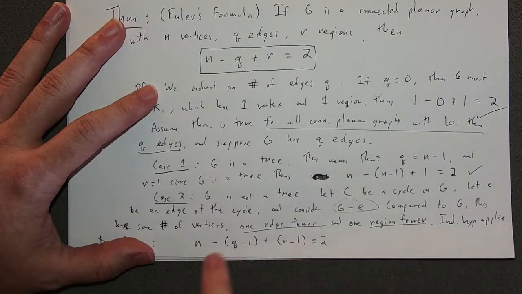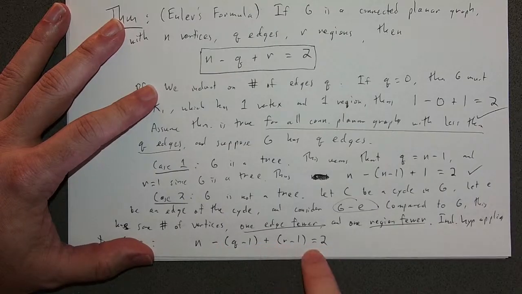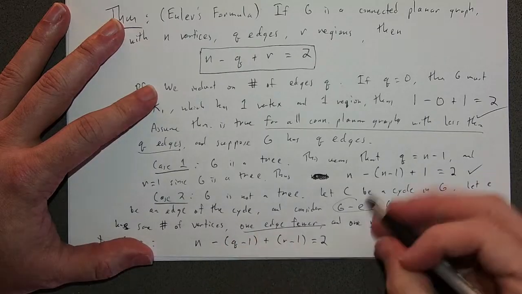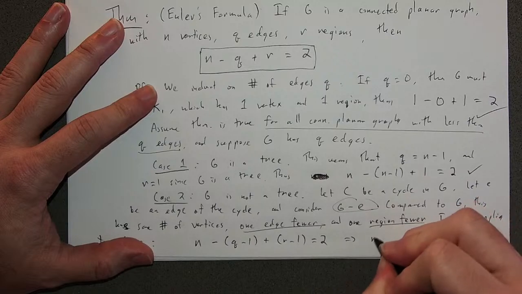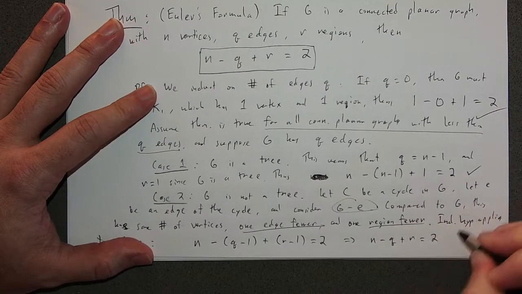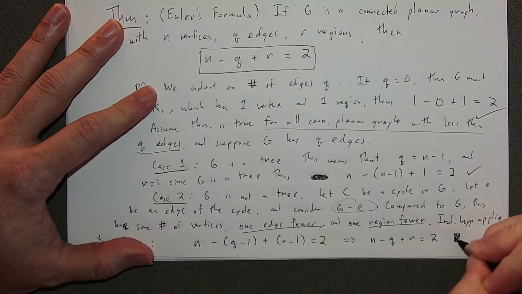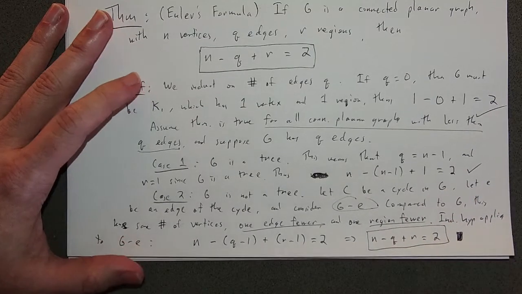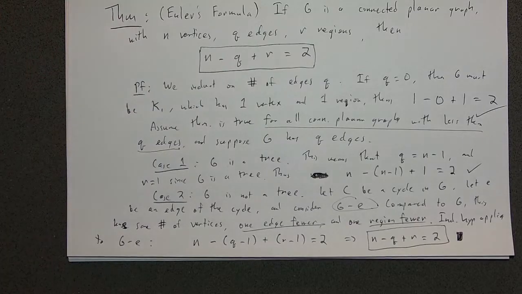But if this is equal to 2, simplifying this, this would be minus q minus minus 1, so plus 1, plus r minus 1. Those cancel, and this tells me that n minus q plus r is equal to 2, which is what I was trying to show. And we're done.